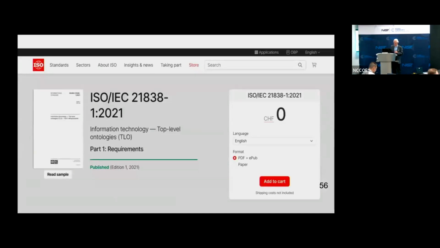And so this is the standard. It costs 0 Swiss francs. This screen is about the standard number 21838-1, which is a statement of the requirements for being a top-level ontology. BFO is 21838-2. It's also free. It's free because it's used to build other standards. And ISO IEC 21838-2 shows that BFO satisfies the requirements stated in -1.